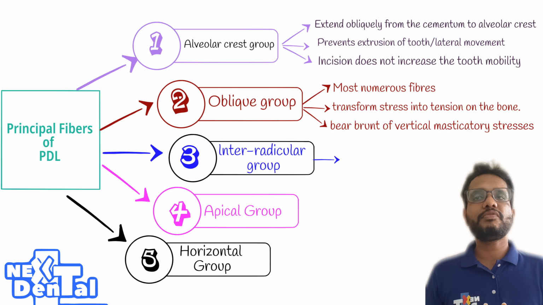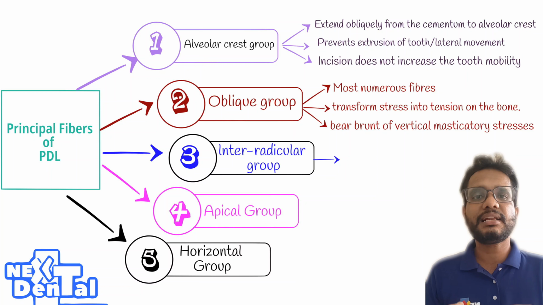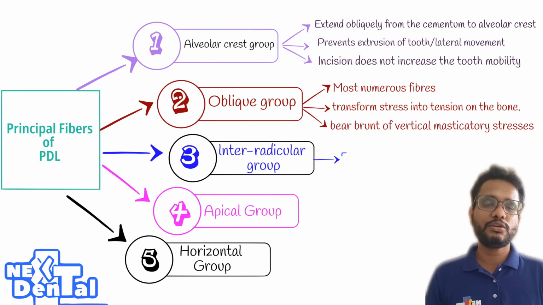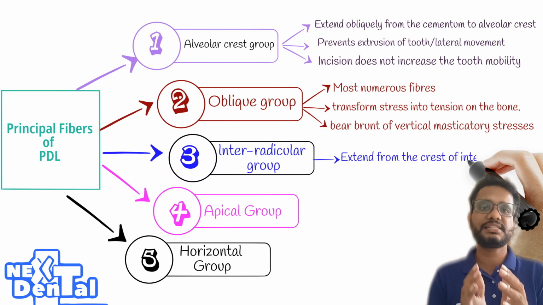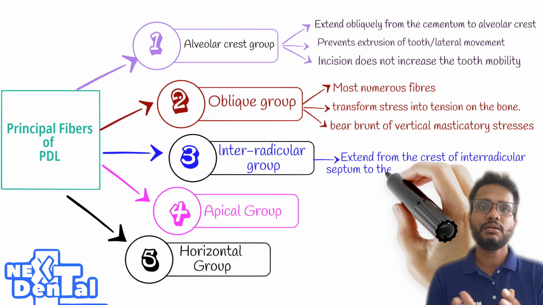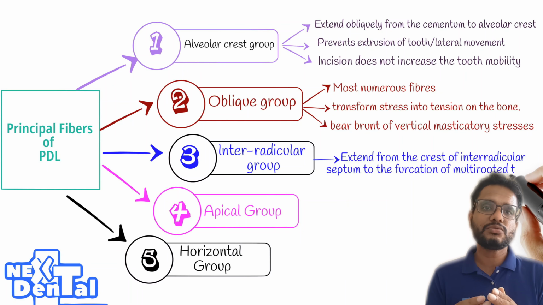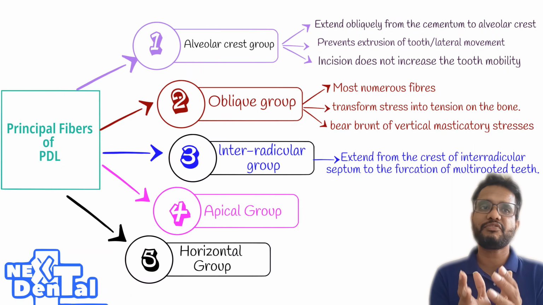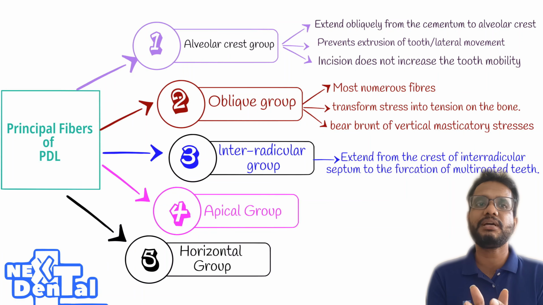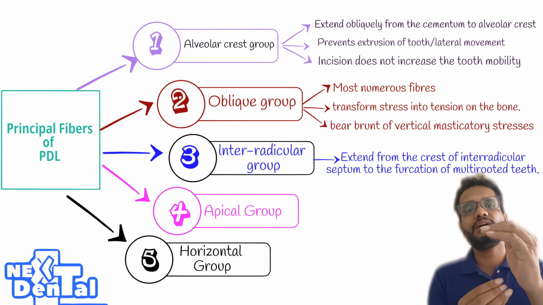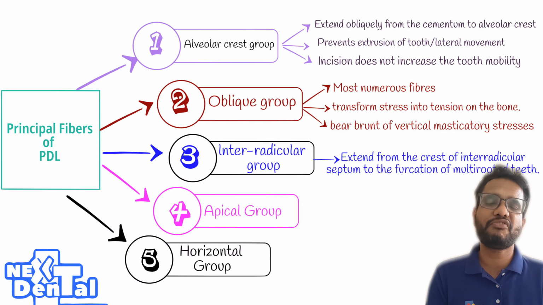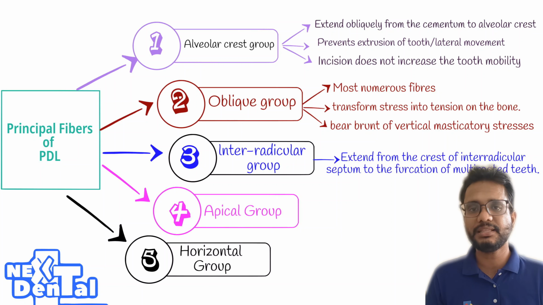Now the third group of the fibers, that is going to be the interradicular group of the fibers. As we try to understand it, these are going to start from the septum of the interradicular bone, right? Actually, these are going to start from the crest of the interradicular septum, and these are going to insert in the furcation of the multi-rooted tooth, and that's why interradicular group of fibers are seen in multi-rooted teeth only.